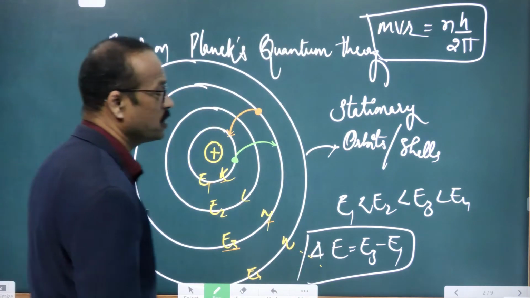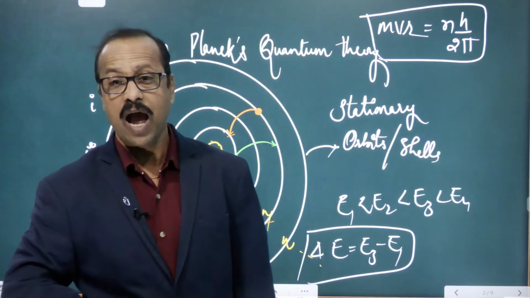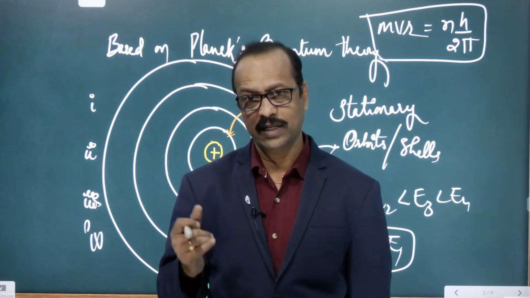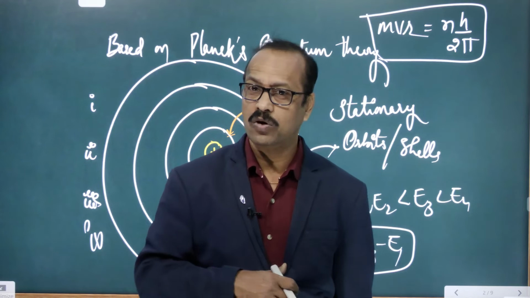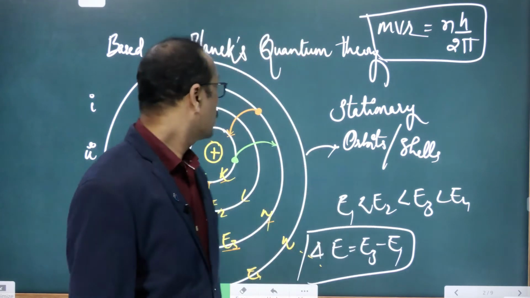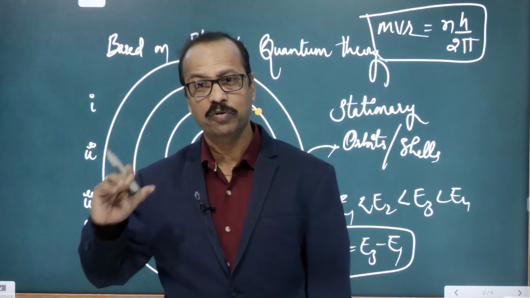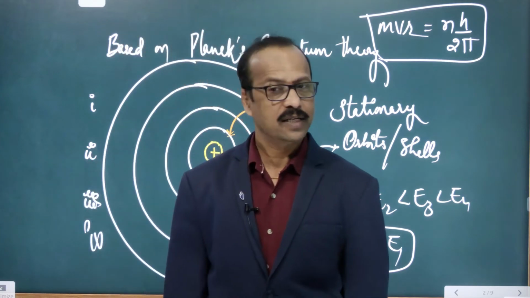First one, electrons revolve around the nucleus in specified circular paths which are called orbits or shells. And as long as the electron stays in its particular orbit, its energy remains constant. It neither loses energy nor gains energy. Hence, these orbits are called stationary orbits or stationary shells. Then, every orbit is associated with some definite amount of energy, so these are called energy levels. What are they called? Energy levels.